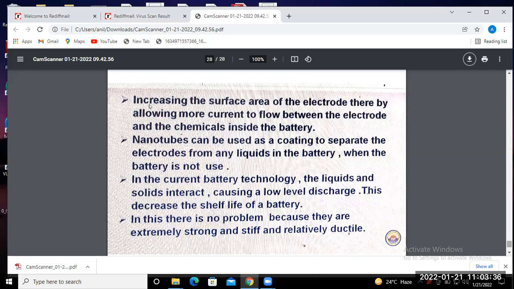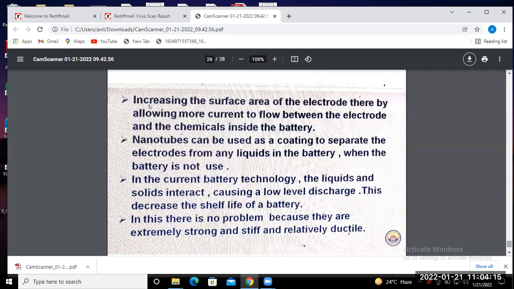In the current battery technology, the liquid and solid interact, causing a low level discharge. This decreases the shelf life of the battery, because in the current battery the liquid and solid interact with each other, causing the low level discharge. With nanotubes there is no such problem because they are extremely strong and stiff and relatively ductile.